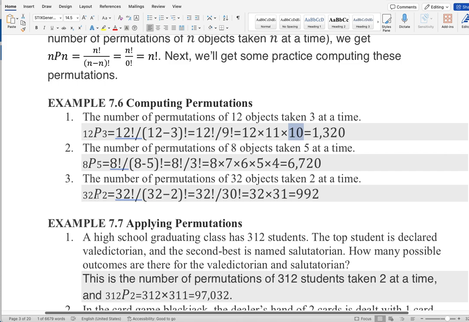For the last one, remember the permutation has to be a product. Literally, we are taking 2 out of 32, so it has to be a product of 2 numbers. First place, we have 32 different choices. Second place, we have 31 different choices, so 32 times 31. If you rely on the formula, in this case it does look a little more complicated, but it is the same. That's all about the permutation.